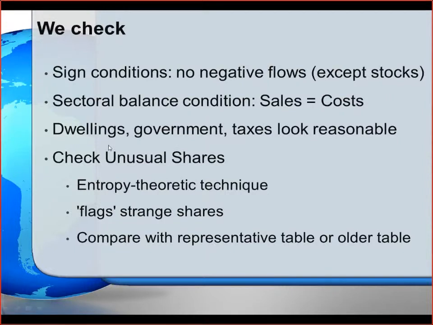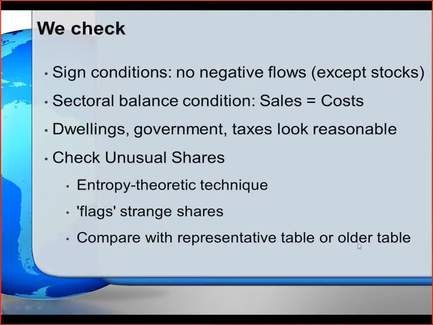So the first checks we do are all these things. For example, government should primarily have all this construction and the sector called OSG, other government services. That has to be the major component of government, whereas construction has to be the major component in dwellings. So we do check these shares, and these are initial checks. Then we do some entropy-theoretic comparisons of the shares in the IO tables with the shares from what we call a representative table, which is a table that contains IO tables of a lot of different countries, which probably have some reasonable shares.